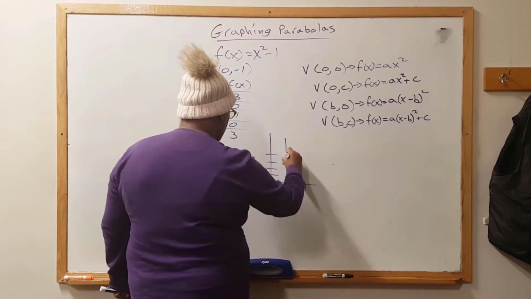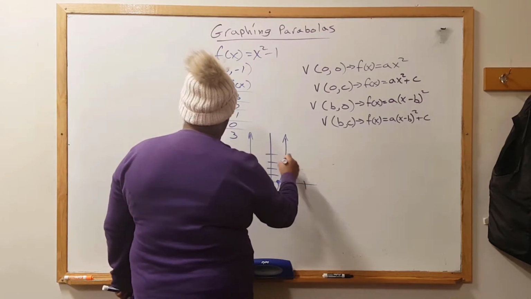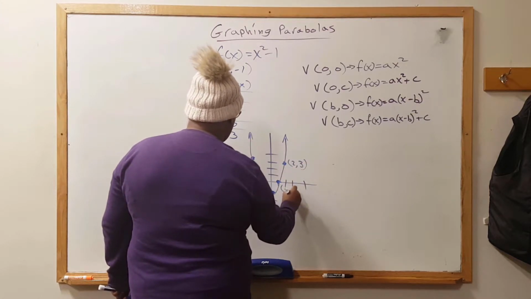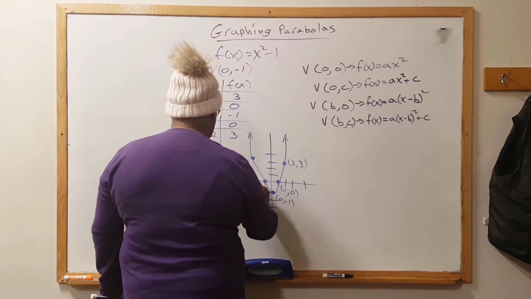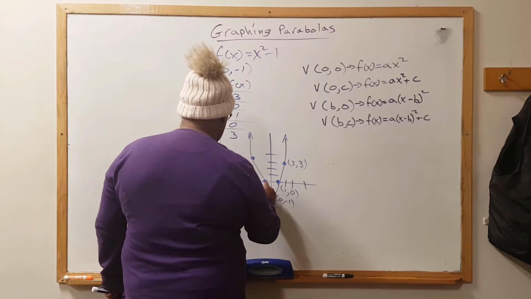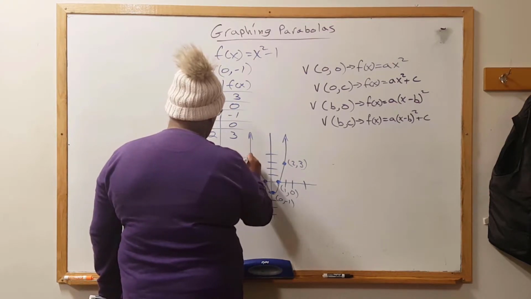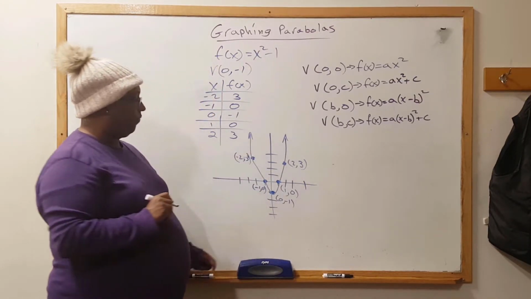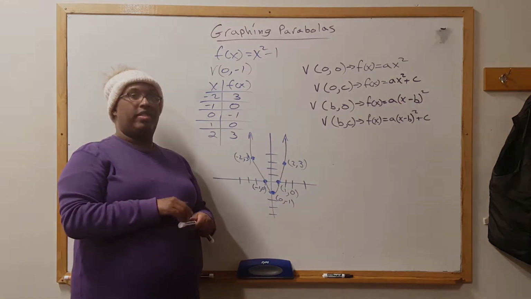And we can connect our points. We can label our points. This was 2, 3. This was 1, 0, 0, -1, and -1, 0, and 3, and -2, 3. So we have our points, we have our parabola, and I'll be back with another example.